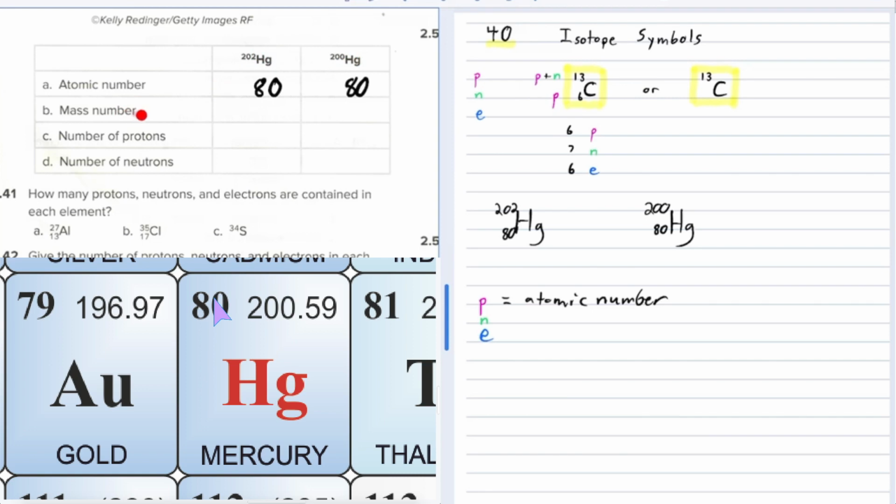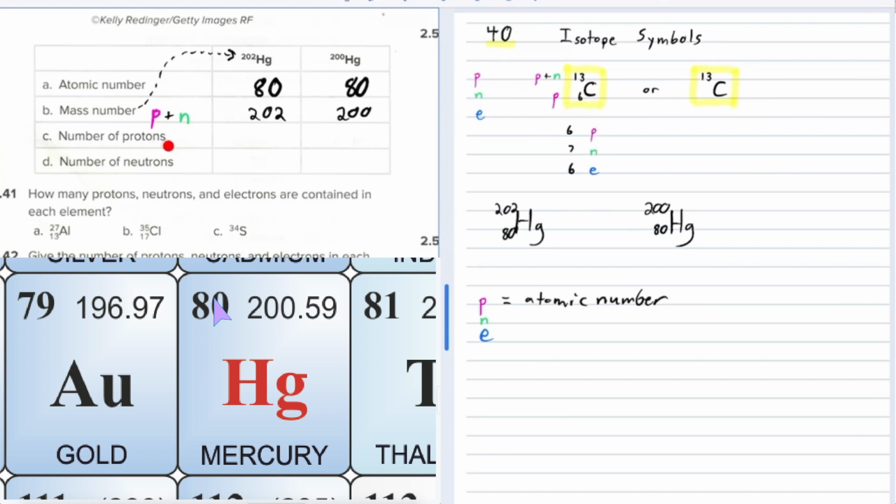Now the mass number is the number upstairs. Remember, mass number is protons plus neutrons, and that's the number upstairs. So mass number, I'm gonna just draw a little arrow. Those are the numbers upstairs. So that's 202 for this one, and it's 200 for that one.